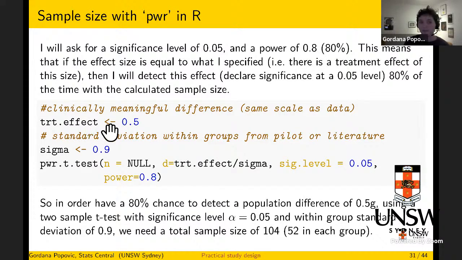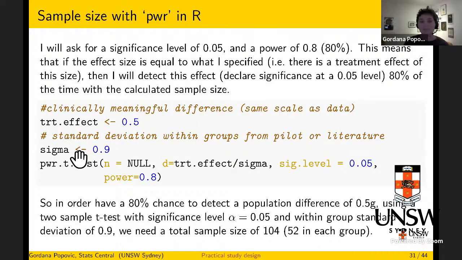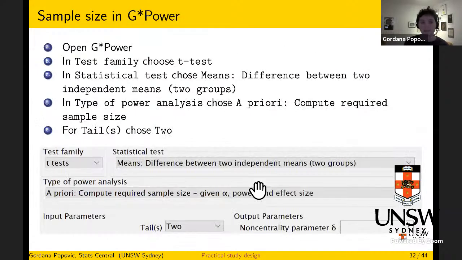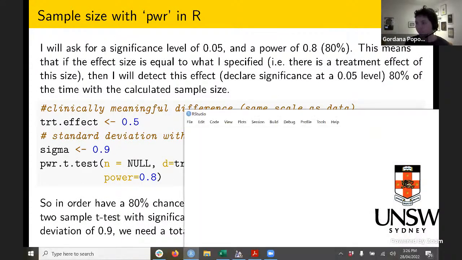The treatment effect that Alice is interested in is, let's have a look, a difference of 0.5 grams or more. She's looked at the literature and found that it's usually 1.3 grams, but she's actually interested in smaller effect sizes than that, so she's interested in 0.5 grams. And the standard deviation she's found in the literature is 0.9. So if we pop that into the equation, we get a, oh, I didn't print it. Well, that's silly. Let me just open it so I can show you.